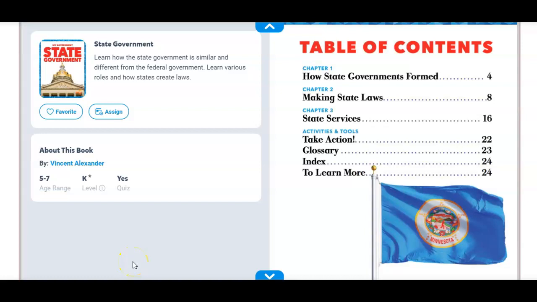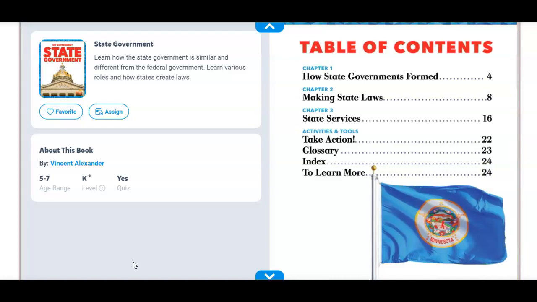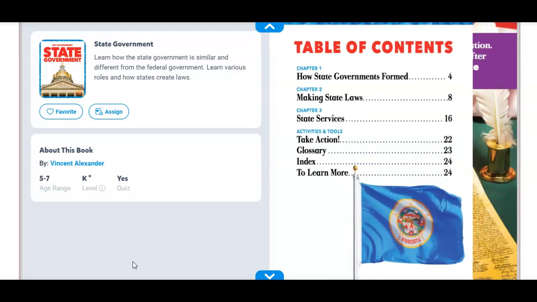State government. Learn how the state government is similar and different from the federal government. Learn various roles and how states create laws.